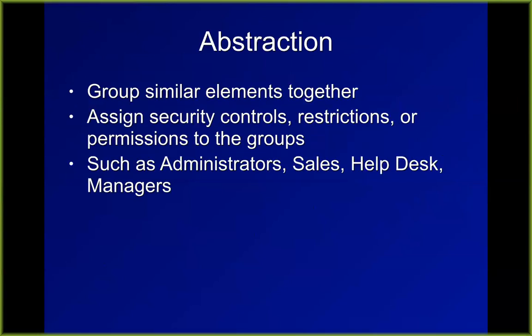Abstraction is an important concept here. If you have a Windows domain, you could assign individual rights to each user, but that turns out to be very inefficient. It's much better to group people together and say we have administrators, we have sales, we have help desk, we have managers, and the managers all get these permissions. And then as an employee moves, you just move them from the sales group to the managers group to another group, and they get the permissions necessary to do their job. This is much more likely to be a maintainable system.